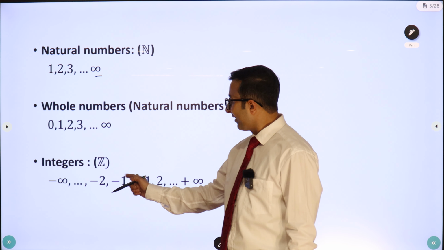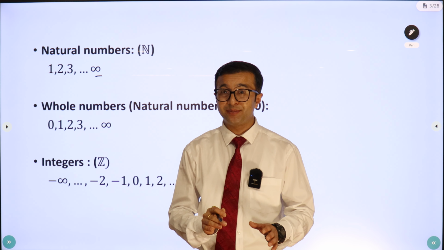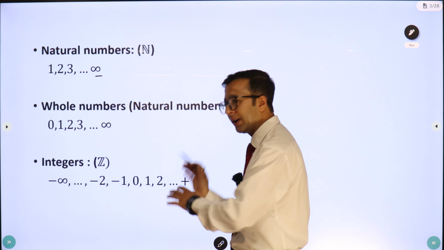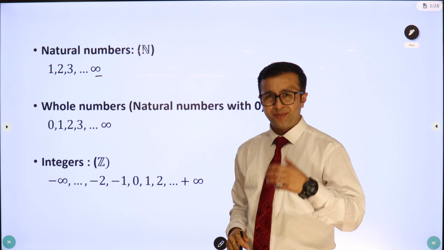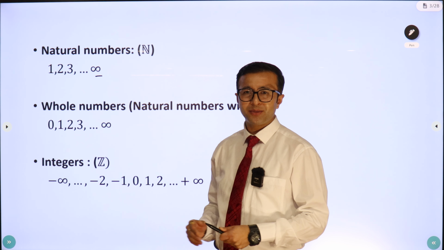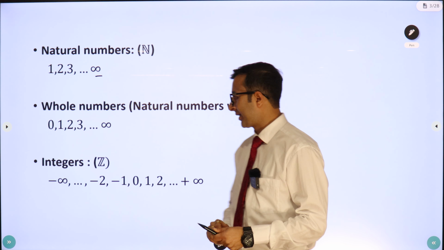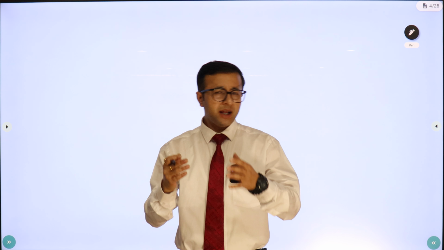Similarly, if the negatives of these numbers, like -1, -2, -3 till minus infinity, are included in the set of whole numbers, then it becomes the set of integers. You might have learnt about this before also, but these are the examples that come under number system. Now next, we want to see what type of properties we can get.